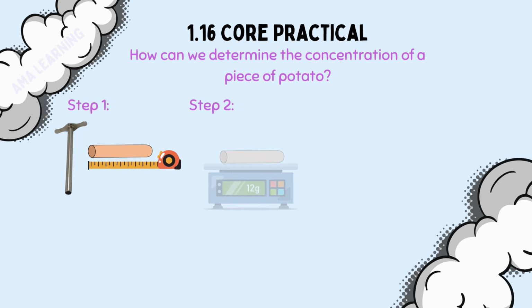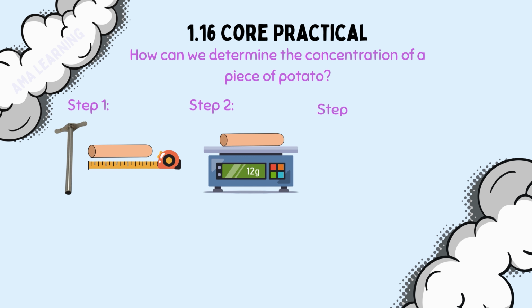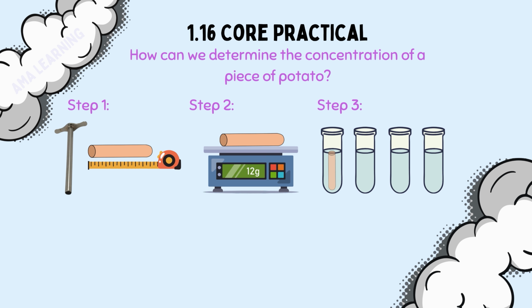Step 2. Record its start mass. Step 3. Place the cylinder in a boiling tube of 0 molar solution and leave for 20 minutes. This controls the time and allows enough time for osmosis to occur so mass change can be measured. Step 4. Remove the cylinder, blot dry and reweigh. Blot dry means to remove the surface water. This prevents any excess water being left on the cylinder.